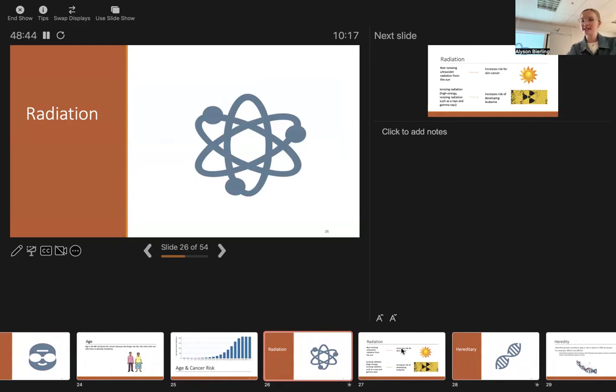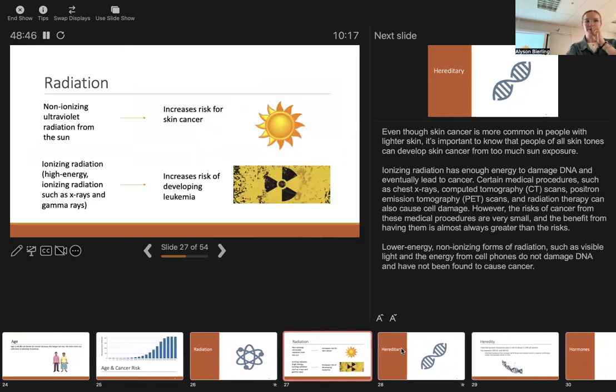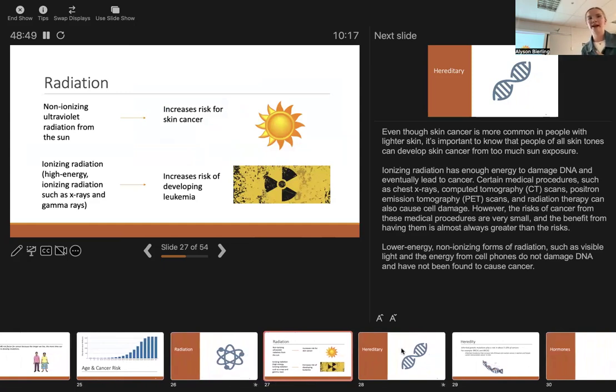Okay, so radiation is another risk factor. People can be exposed to radiation in multiple ways. One way is through UV radiation from the sun. Also ionizing radiation, so this is high energy ionizing radiation such as X-rays and gamma rays. Those also can contribute to the risk of developing cancer, and particularly leukemia.